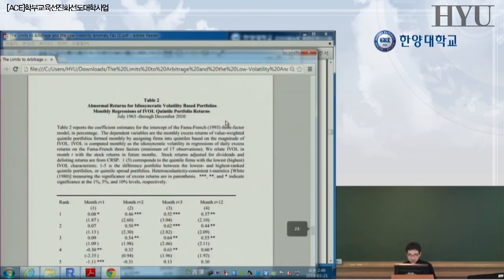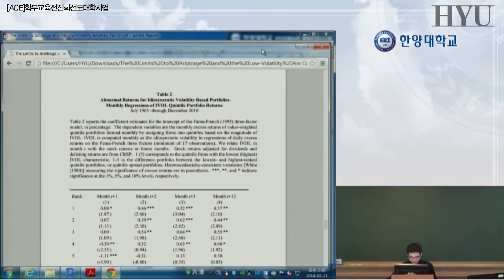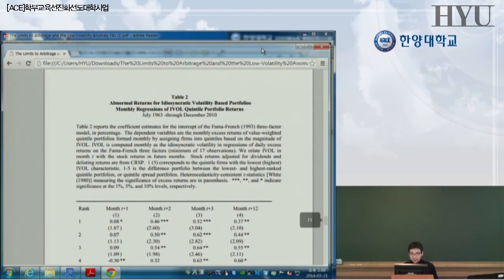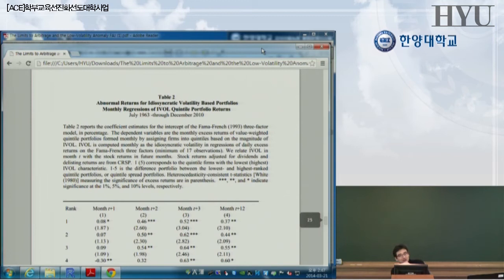From table 2 now we have an important result. Table 2 is abnormal returns for idiosyncratic volatility based portfolio, monthly regression of eyeball quintile portfolio returns. So this is quintile, so 5 portfolio returns. Table 2 reports the coefficient estimate for the intercept of the Fama French 3-factor model in percentage.